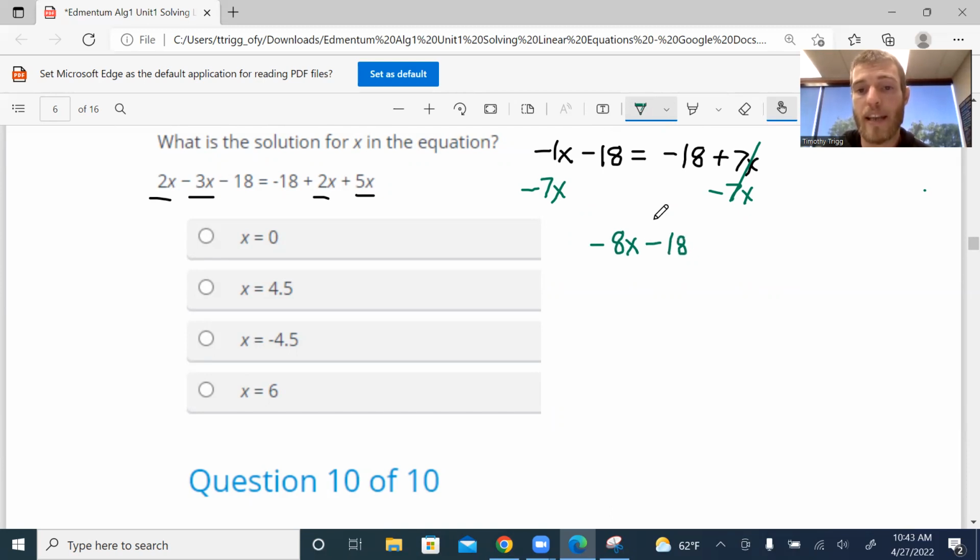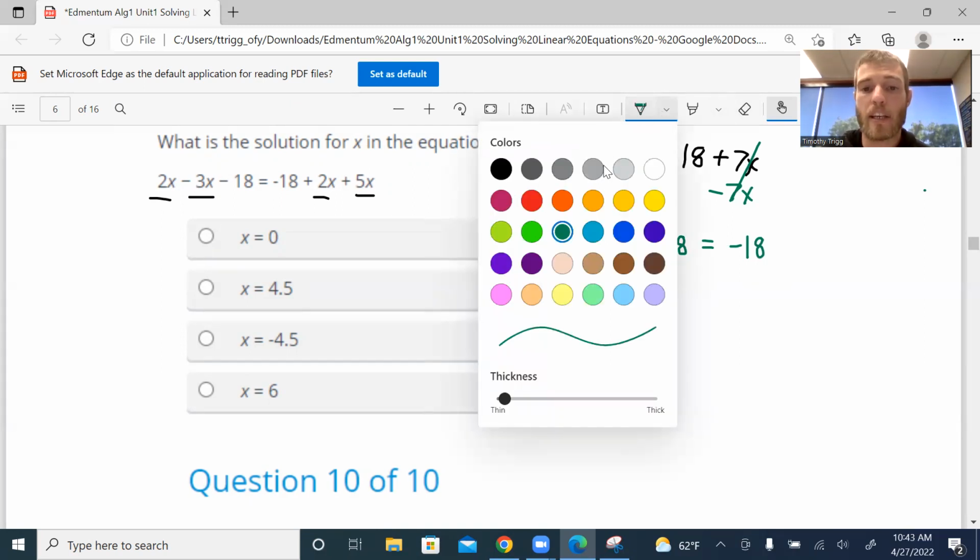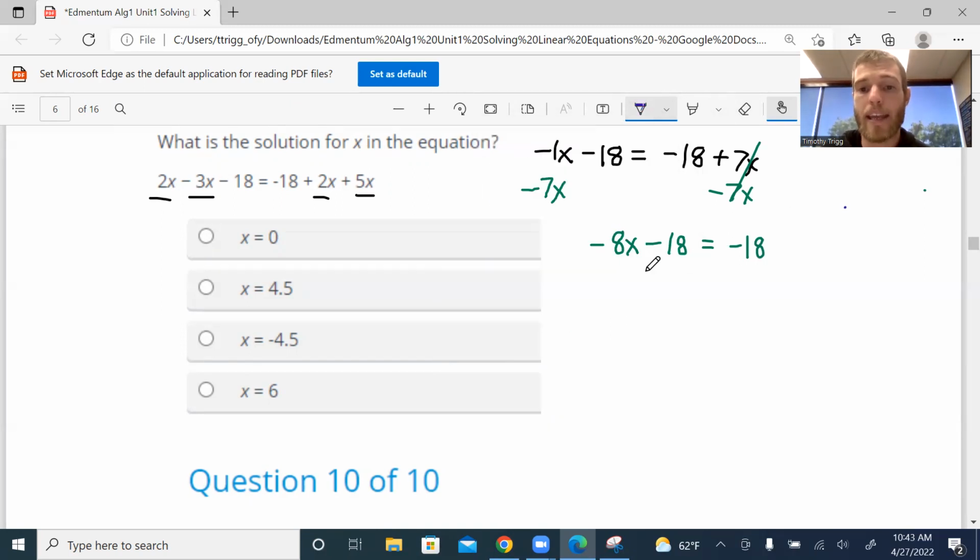We still have this negative 18 equals, and then on the right side, we have negative 18 as well. To help us get x by itself, we're going to go ahead and add 18 to get rid of this constant. Add 18 on the right side of the equation as well. Negative 8x equals negative 18 plus 18. Well, those cancel, don't they? Well, if it's canceled, then there's nothing left over here. You just put a 0.